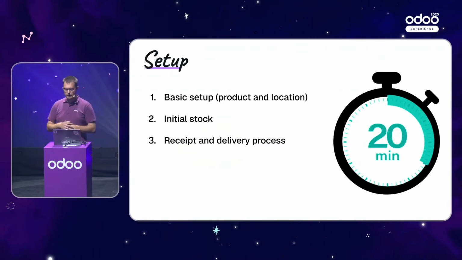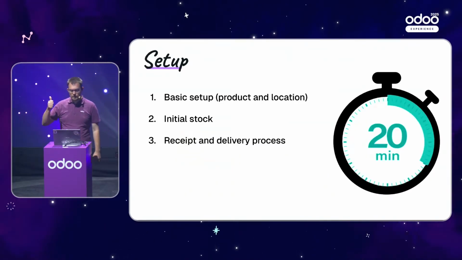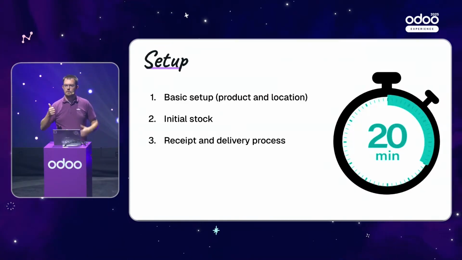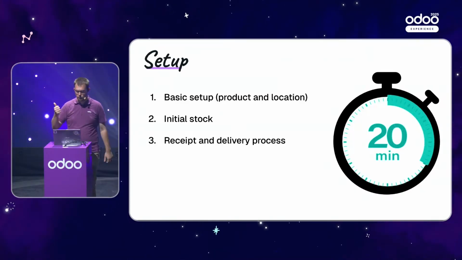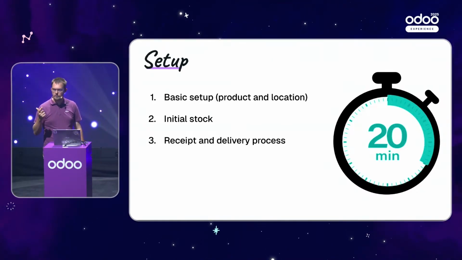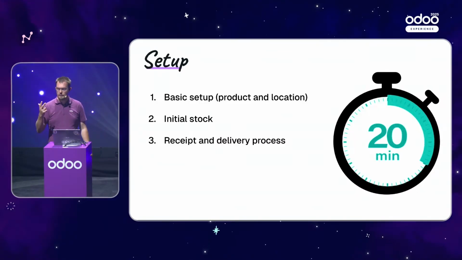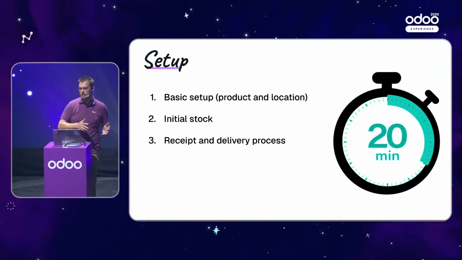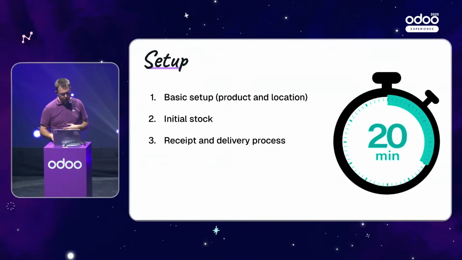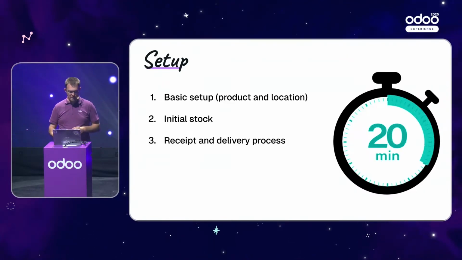To do that, we will cover different setups. The first one is the basic setup. The basic setup is just product and location. We will set up these two things to start in Odoo. Then we will add the current stock, your stock. And third, you will have receipt and delivery management. So you need to be able to add and remove stock when you receive goods and deliver goods. That's all the setup that we will do in less than 20 minutes.